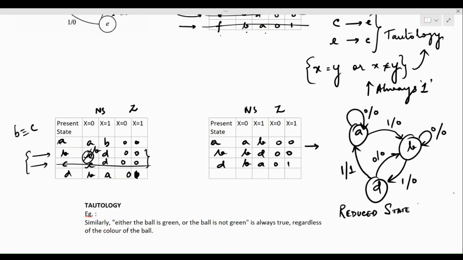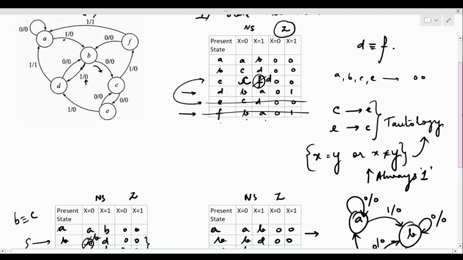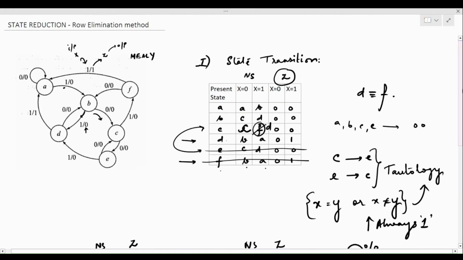So this is now called the reduced state diagram, and state reduction forms the first step in the design of synchronous sequential circuits, wherein we obtain this reduced state diagram from which we can go for the state transition table, the flip-flop excitation table, and then flip-flop implementation. So I hope the concept of state reduction is clear to you all using the row elimination method.